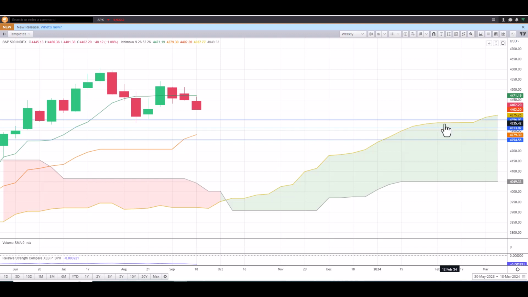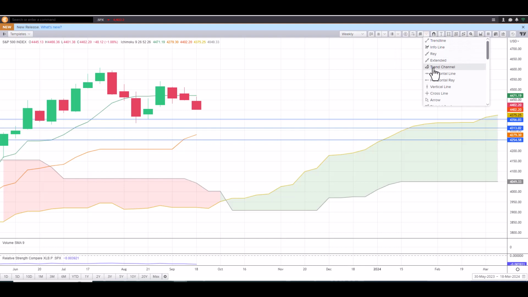front end of the cloud. Yeah, that 4335, that's another support target. So we can project that across, and that coincides well with this low there. So these are the next two downside support targets to keep in mind for the current correction.